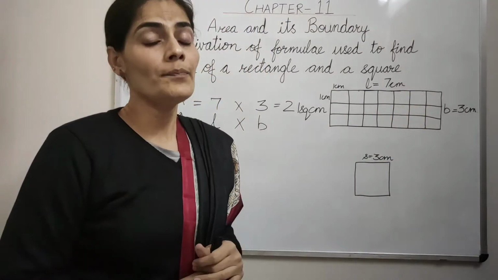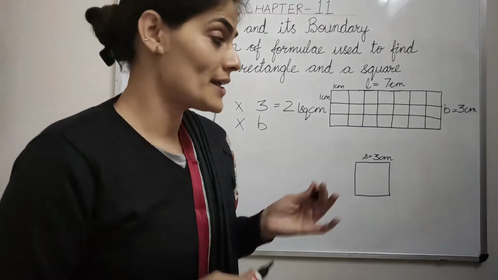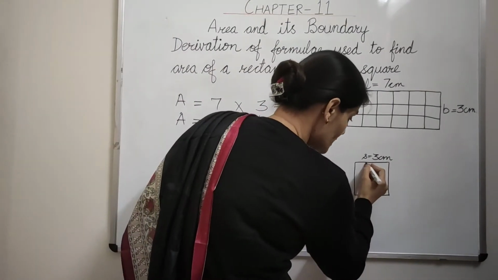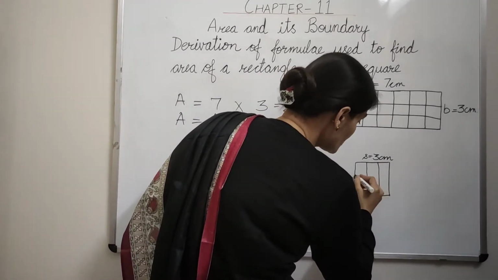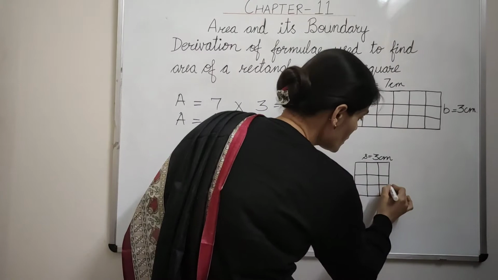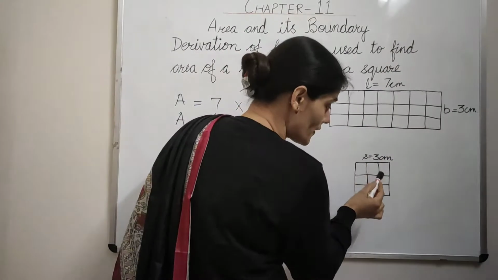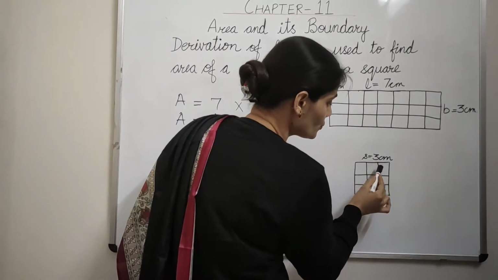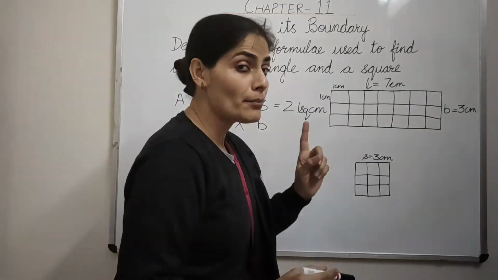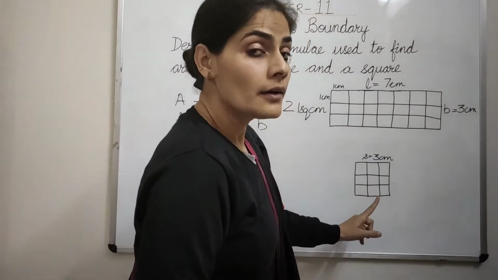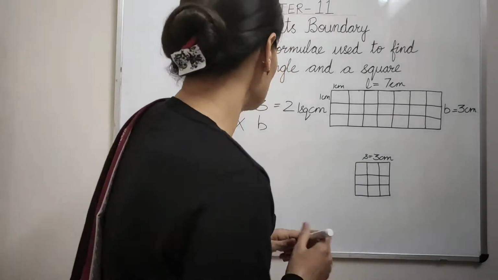Clear everybody? How did we find the area in the chapter How Many Squares? By drawing unit squares first of all, and then we counted the unit squares. So I have drawn the unit squares. Let's count the unit squares now to find its area. 1, 2, 3, 4, 5, 6, 7, 8, 9. Remember students, the area came as 9 square centimeter.